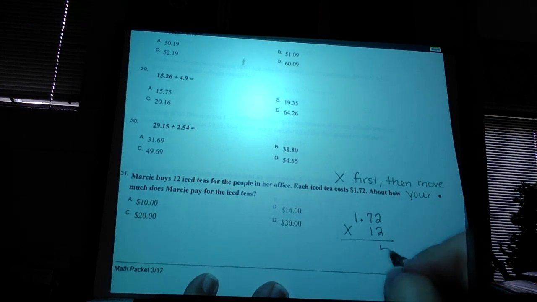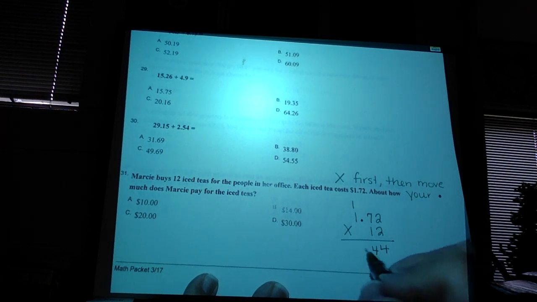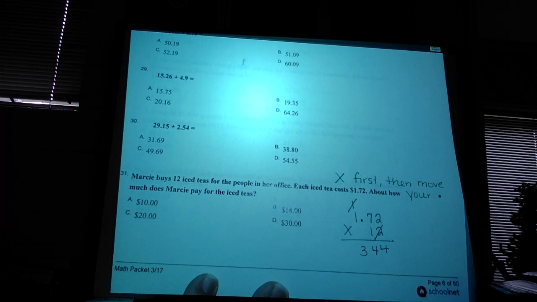2 times 2 is 4. 2 times 7 is 14. Put down my 4, carried my 1. 2 times 1 is 2 plus 1 is 3. Cross off everything you've used.